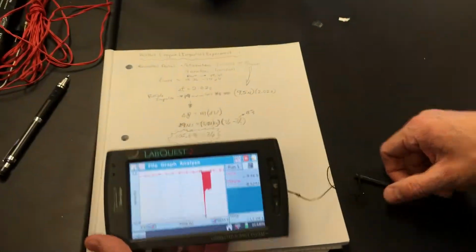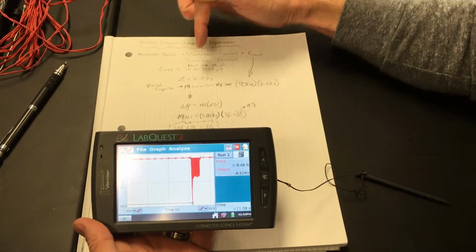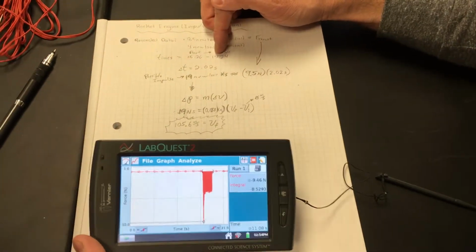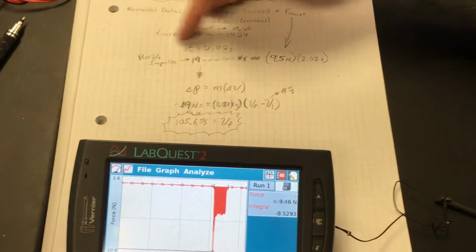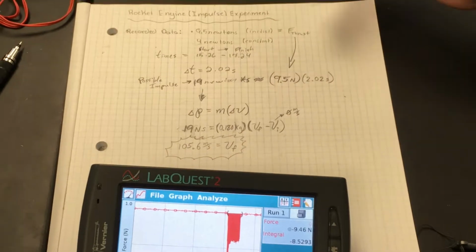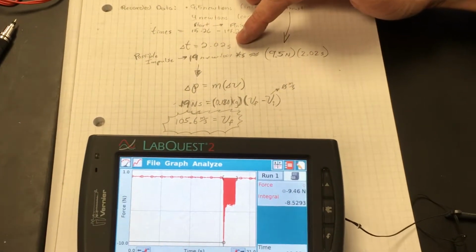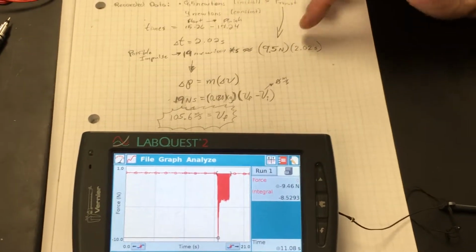So when we looked at our graph, Matthew, we found that the starting time was at 15 seconds and then finished at about 17 seconds. And so then what do we get out of there? We get a change in time of 2.02 seconds, but we rounded down in this case just so we can get an easier number to work with.